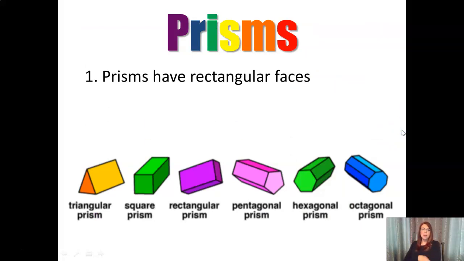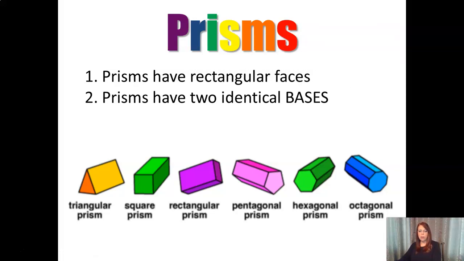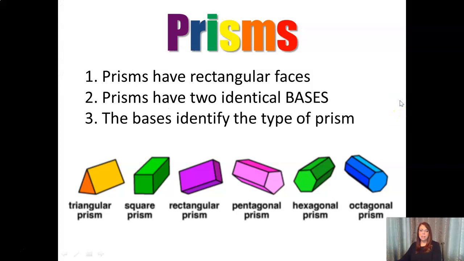Okay, so let's talk about prisms. Prisms have rectangular faces. This is how we're going to identify them. They have 2 identical bases, and the bases identify the type of prism. So we have 2 main shapes that we're going to be talking about, prisms and pyramids. And you guys are lucky because we did all of this prep stuff to get ready for the IAR and for MAP testing, which we didn't have to do. We got out of that, so we were lucky there. But I have already talked about this stuff with you guys, so it should sound somewhat familiar to you.